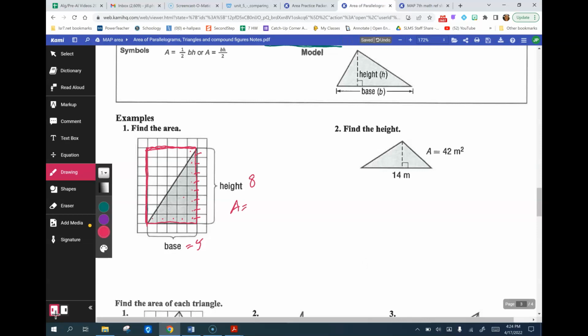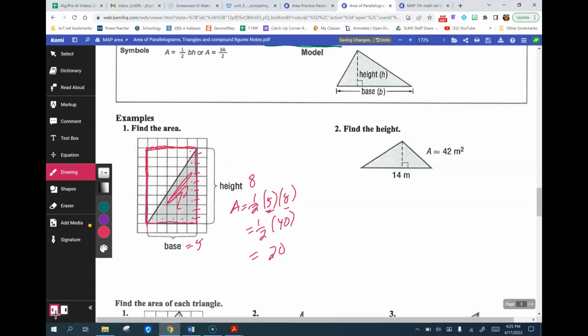But I only want the triangle, so I'm going to take half of all of that. And I'll tell you right now, what I like to do is take half when I'm all done. That's because I didn't grow up with a cool calculator like you guys have. So I'm going to take 5 times 8, which is 40. 40 times 1/2 is 20.